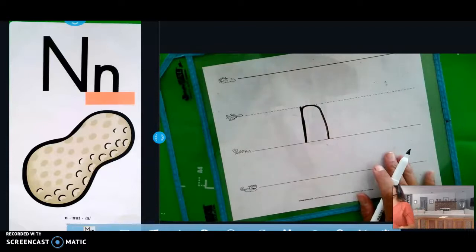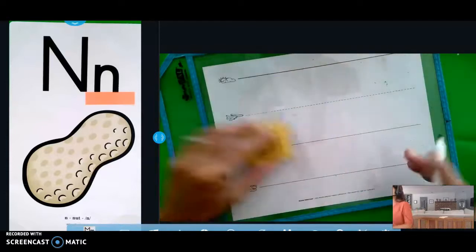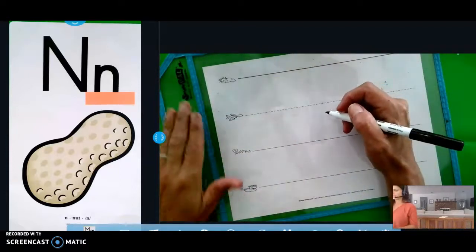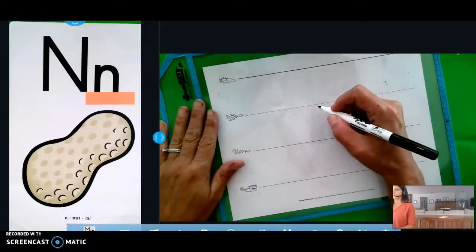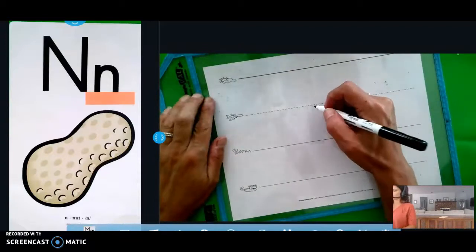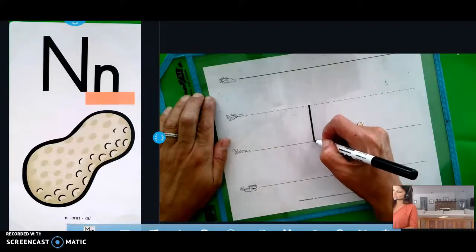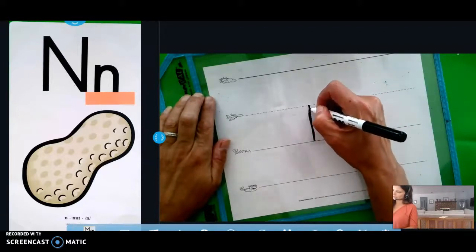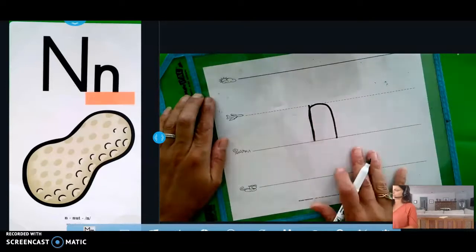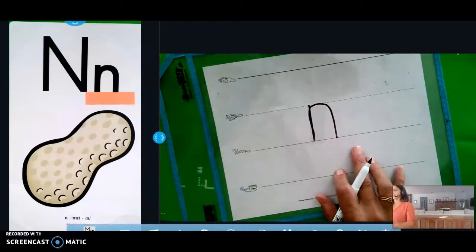Okay, we're just going to do this one more time because I want you to be experts. Sit up nice and tall. Pencil grip is proper. You're holding it in here. So you start at the plain line. You do a line straight down to the grass line. You trace back up to the plain line and do a hump to the grass line. N, nut, n.